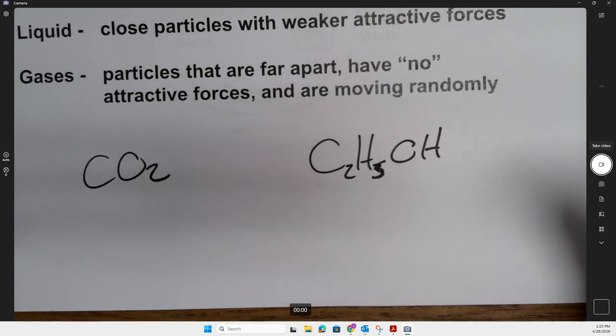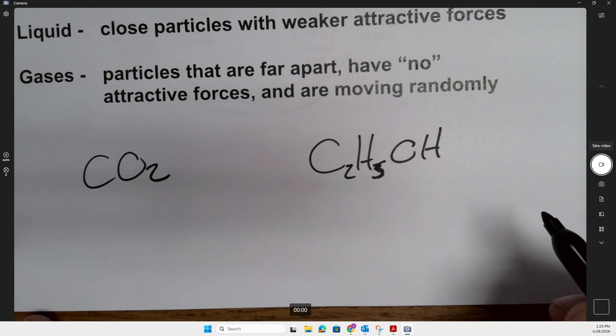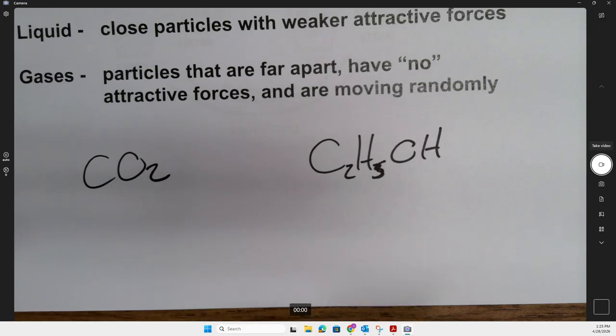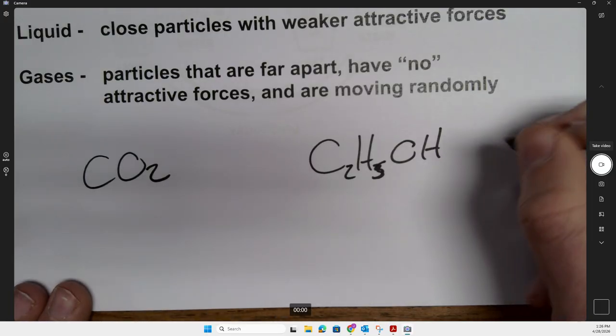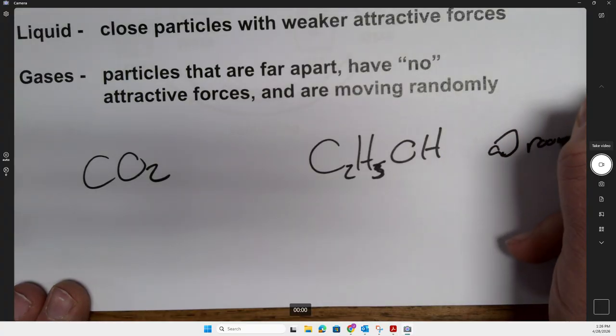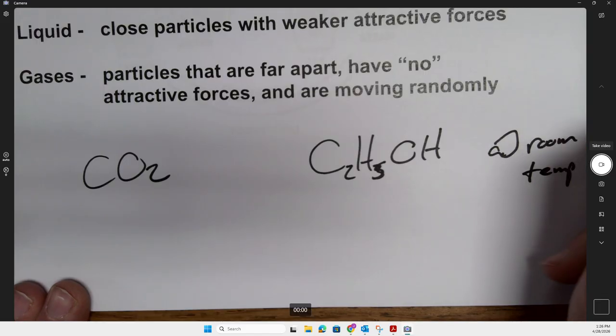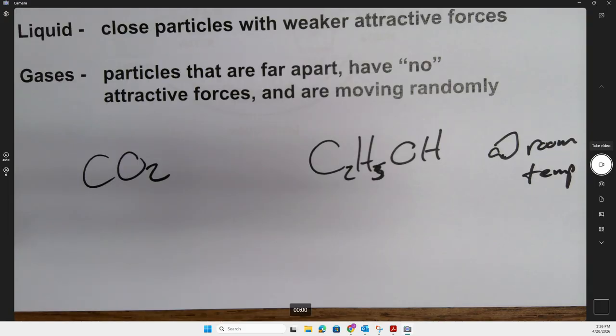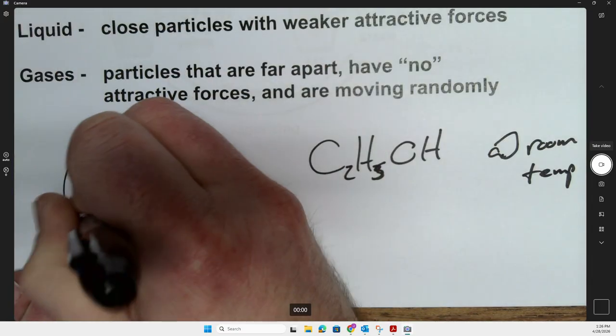Now, I'm looking at two molecules. I see carbon dioxide and I see ethanol, used in cleaning. Adults drink it in order to gain effects that affect their brain. Which one is a gas at room temp? Is it carbon dioxide or ethanol? Yeah, carbon dioxide is going to be the one that's a gas, right?